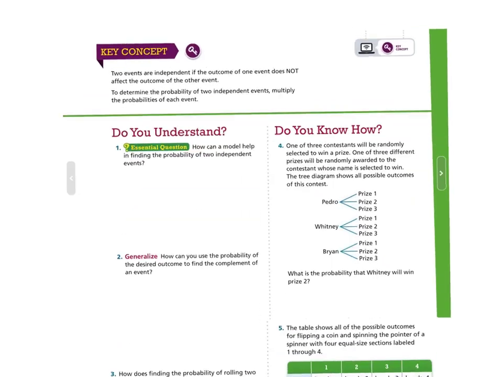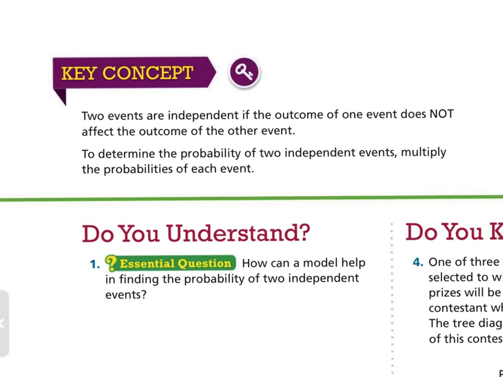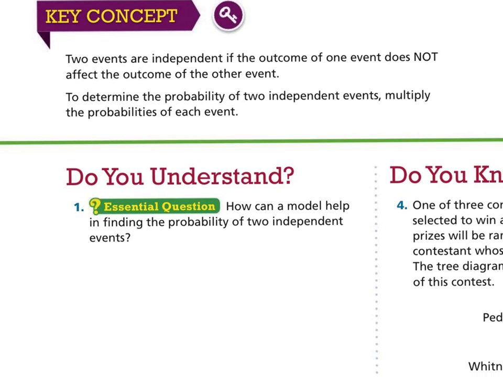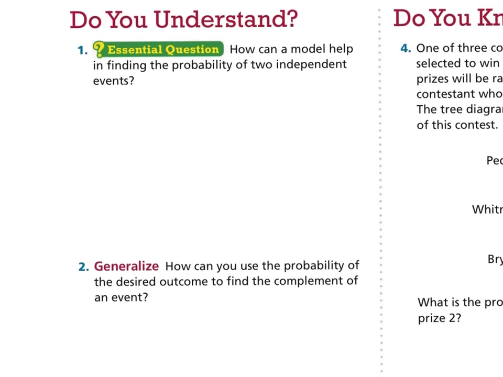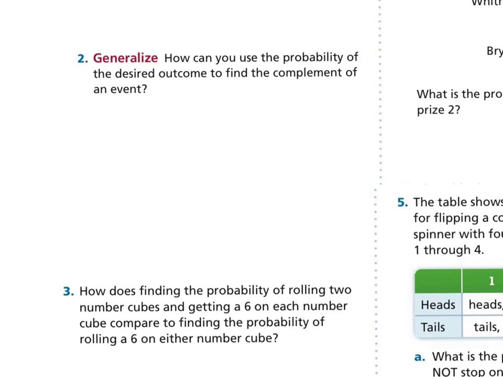So if you look at the key concept, just kind of recapping things. First of all, they're independent. We have independent events if the outcome of one event does not affect the outcome of the other one. And then to determine the probability of 2 independent events, we can multiply the probabilities. So really we've got in this section kind of two different things. Some cases we talked about multiplying probabilities, some cases we talked about maybe adding. So just be careful with what operation you do.